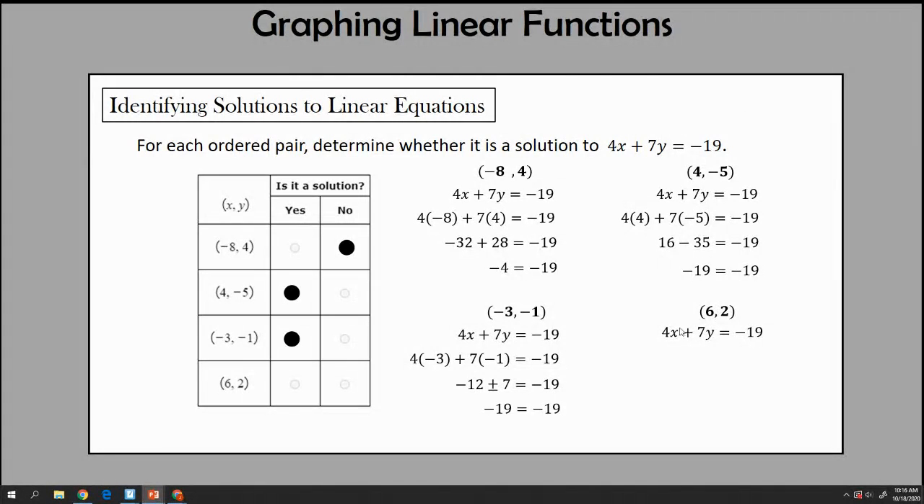Okay. So x is going to be 6, y is going to be 2. Okay. I'm going to get 24 plus 14. I'm going to get 38. Obviously, that does not equal -19. So, no, this is not a solution. So, to check to see if an ordered pair is a solution, plug it in. If it makes it true, it's a yes. If it doesn't, it's a no.